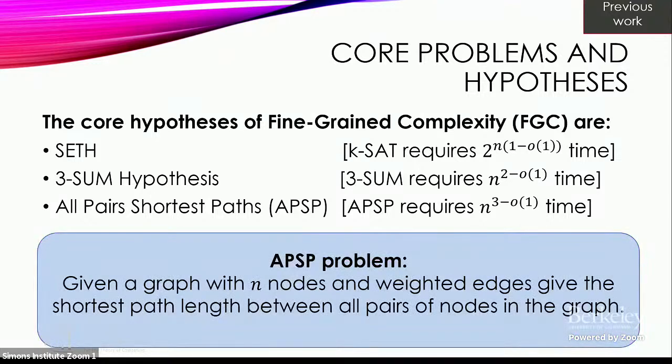And finally, we have the all pairs shortest paths problem. You're given a graph with n nodes and weighted edges. And we want to know the shortest path distance between all pairs of nodes in this graph. And the hypothesis is that this requires n cubed minus little o of 1 time. For all of these problems, we have algorithms that achieve 2 to the n times poly(n) for sure. And for these other problems, similarly, we have algorithms that run in n squared minus some function that's little o of 1 and n cubed minus some function that's little o of 1.